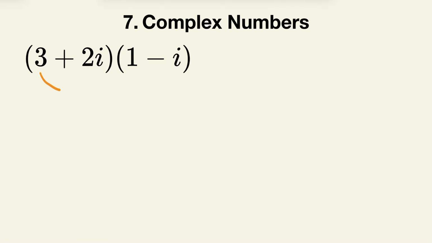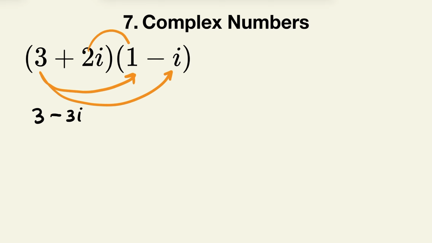We have 3 times 1, which equals 3. And then we have 3 times negative i, which equals negative 3i. So that is negative 3i. And then we have 2i times 1, which equals positive 2i. And then last we have 2i times negative i, which is negative 2i squared.